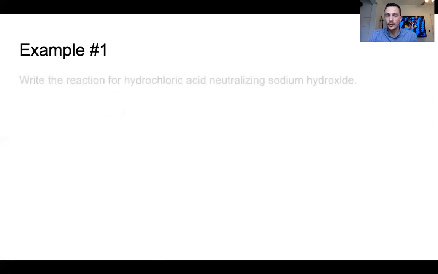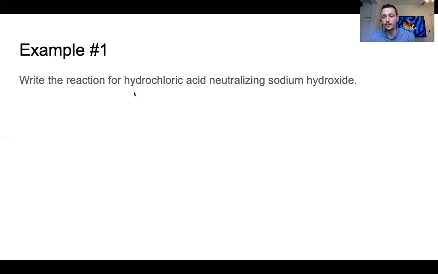So we want to be able to write out the reaction for when we have an acid and a base neutralizing each other. So to do that, we need to have, first off, an acid. Here we have hydrochloric acid, and a base. Here we have sodium hydroxide. It's a very simple example.